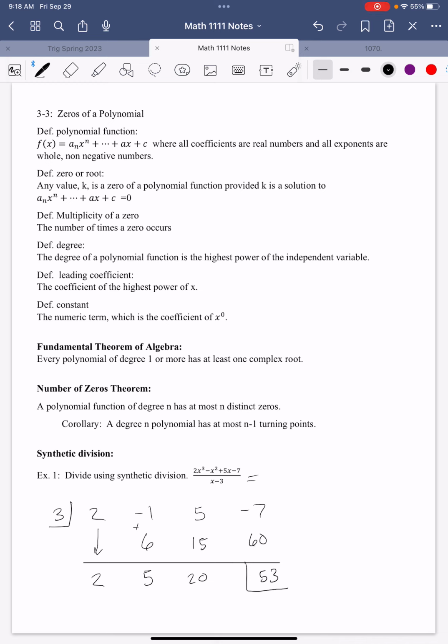To write our answer, 53 is the remainder, 20 is the constant, 5 is the coefficient of x, and 2 is the coefficient of x squared. So the answer is 2x squared plus 5x plus 20, and then the remainder is written as the remainder value divided by what we were originally dividing by.